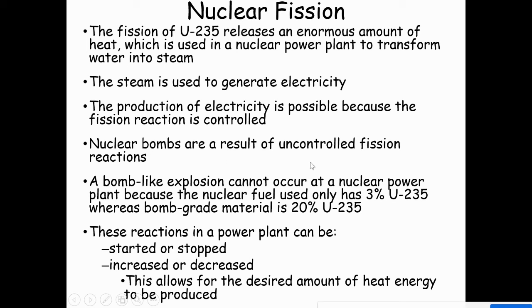So a bomb-like explosion can't occur at a nuclear power plant because the nuclear fuel used is only about 3% uranium-235. To be bomb grade, it would need to be about 20% uranium-235. All right, so a little bit of a recap. These reactions in a power plant can be started and stopped. They can be increased or decreased. And so that allows for the desired amount of heat energy to be produced.